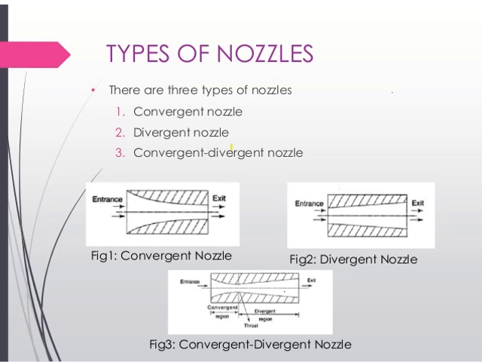Types of nozzles. Now, there are three types of nozzles: convergent nozzle, divergent nozzle, and convergent divergent nozzle, as shown in the figure. In the convergent nozzle, the cross-sectional area of the nozzle continuously decreases from entrance to exit. In the divergent nozzle, the cross-sectional area increases as fluid enters and then proceeds towards exit. And in the convergent divergent nozzle, the cross-sectional area first decreases and then increases as the fluid moves towards exit.